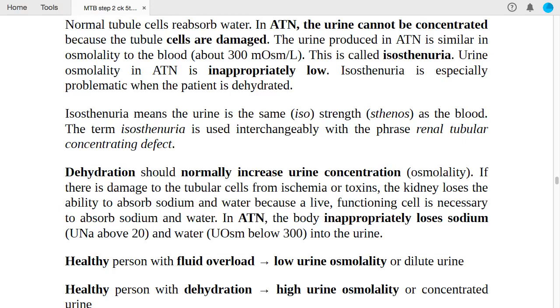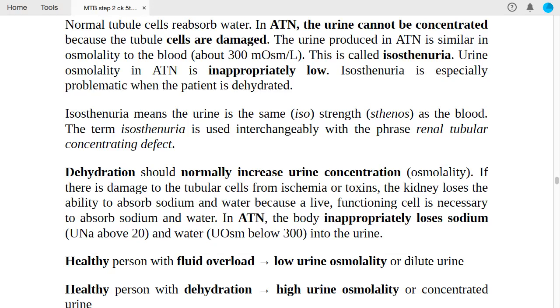concentrating defect. Now, dehydration should normally increase urine concentration. There will be more concentration, of course, if the patient is dehydrated. It means there will be an increase in osmolality. If there is damage to the tubular cells from ischemia or toxin, the kidney loses the ability to absorb sodium and water, because a living, functioning cell is necessary to absorb sodium and water. As a result, more and more sodium and water will be lost in the urine, and we are going to see a diluted urine in acute tubular necrosis.